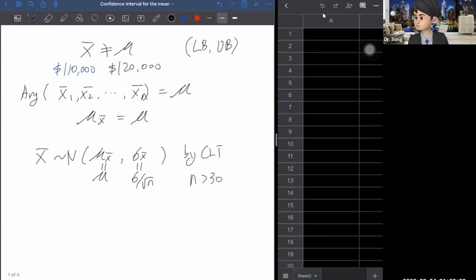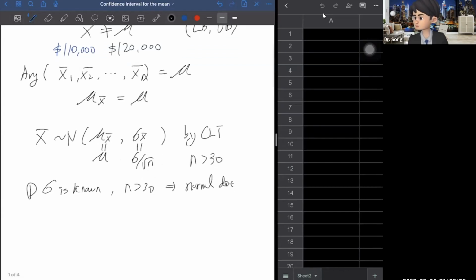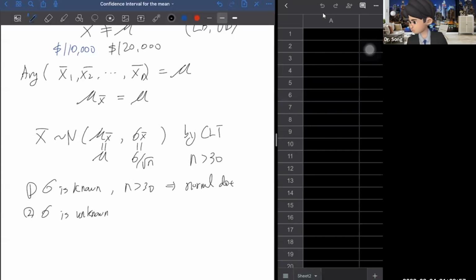Okay, so there are two possible cases. If you know the sigma, sigma is known, and you have a large sample, then you can use a normal distribution. But if you don't know the sigma, so sigma is unknown, then you cannot use the normal distribution anymore. Then instead, you need to use a t distribution, student's t distribution. So I'm going to talk about both of them.